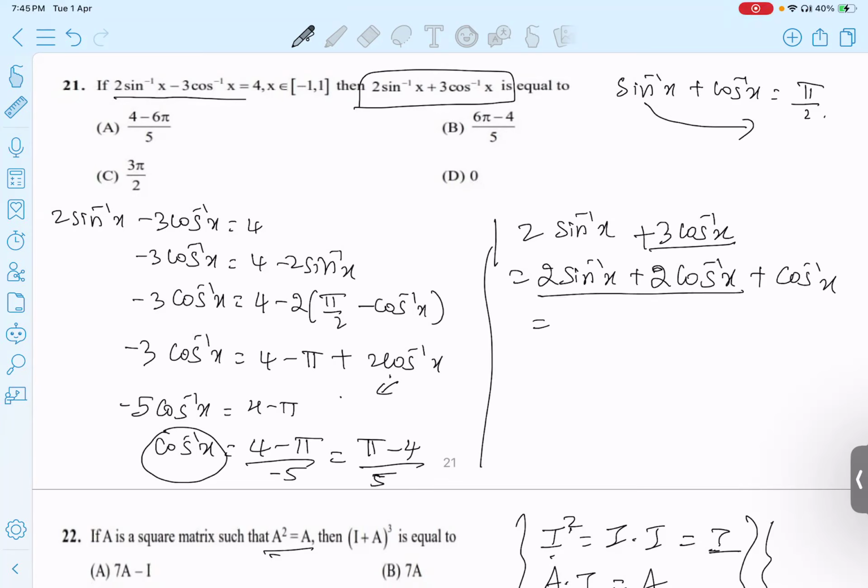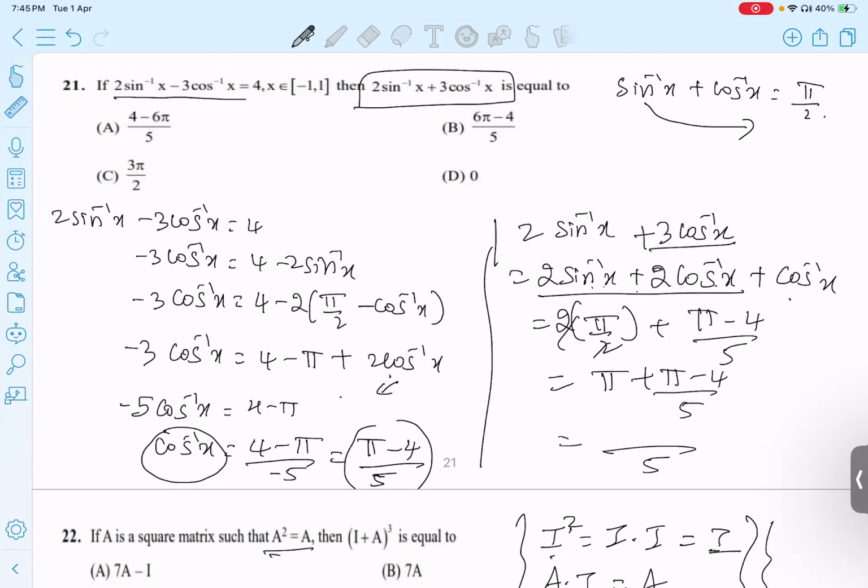So this value, if I take 2 as common, remaining is sine square plus cos square, which is equal to pi by 2. Cos square value is pi minus 4 by 5. So this becomes pi plus pi minus 4 by 5. Taking the LCM, multiplying this by 5, 5 plus pi gives you 6 pi minus 4. So that is the required option.